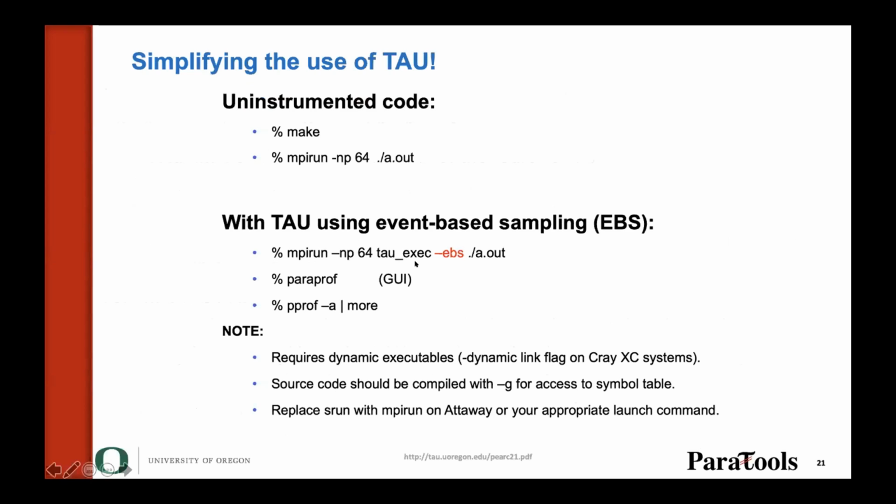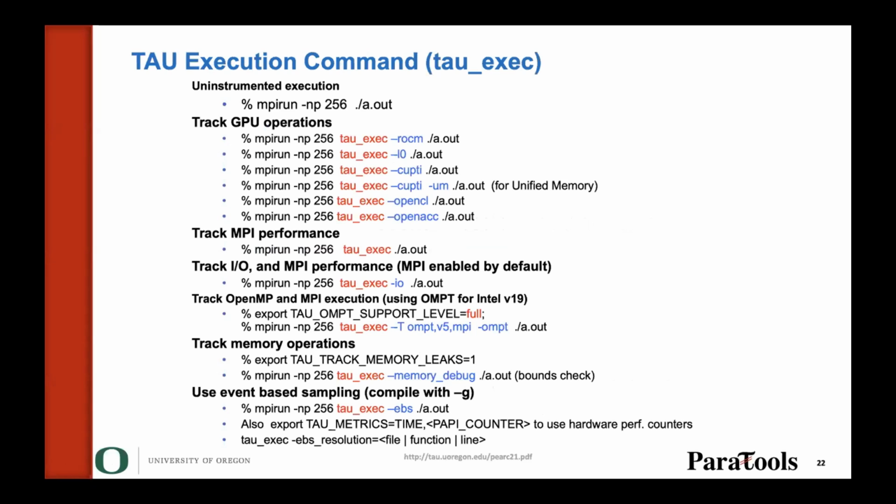It works like this. You can launch your application with tau_exec -ebs, or event-based sampling. And then you will get the time spent in MPI as well as get samples in the rest of the code. Then you can launch paraprof and view the data, or pprof. We have options for different GPU runtimes. As you can see, with tau_exec, you can say ROCm or Level 0, L0, CUDA, or OpenCL or OpenACC, or even track the I/O of the application using tau_exec -io, or OpenMP with -ompt.